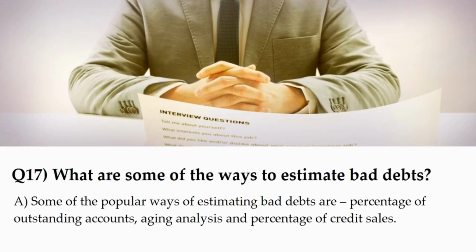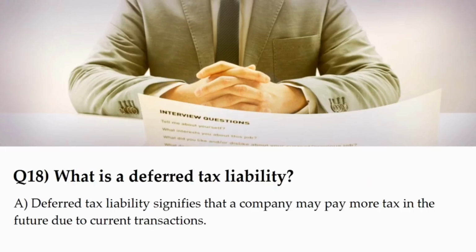17th question is, what are some of the ways to estimate bad debts? The answer is, some of the popular ways of estimating bad debts are percentage of outstanding accounts, aging analysis, and percentage of credit sales. 18th question is, what is a deferred tax liability?